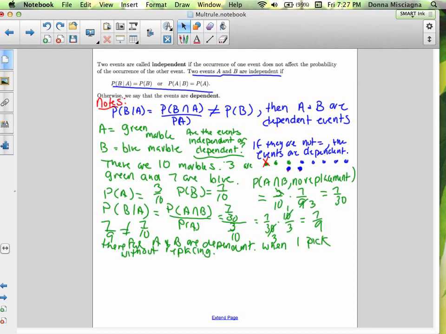I am going to stop here, and the next set, probably the last podcast, is going to have conditional probability again and some Venn diagrams. Maybe the last podcast. So bye for now.